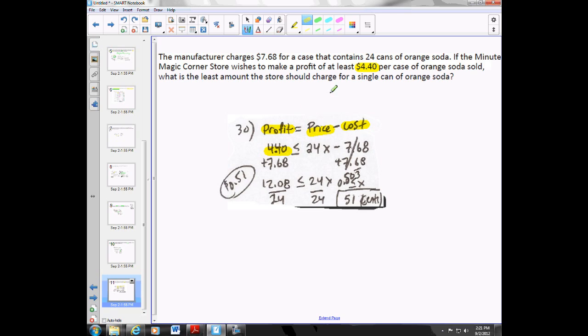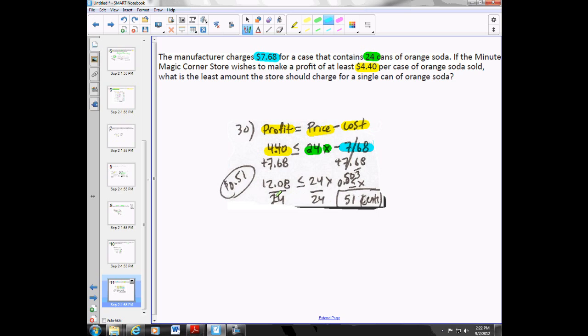Well, we want to know how much we charge. We don't know what our price is yet, but we know that we're going to sell 24. So it's 24 times X. That's the total amount of money that we're going to be bringing in. Now our cost is set. Our cost is $7.68, so we subtract the $7.68. Now you just balance, add $7.68 to both sides. So that means the total we need to bring in is $12.08. And then you just divide by 24.